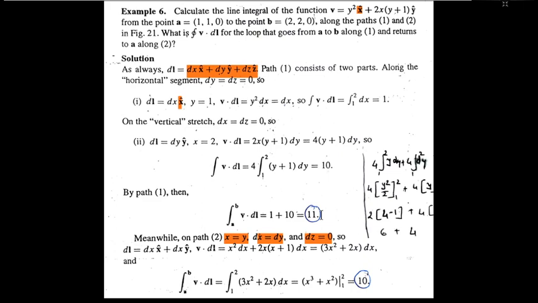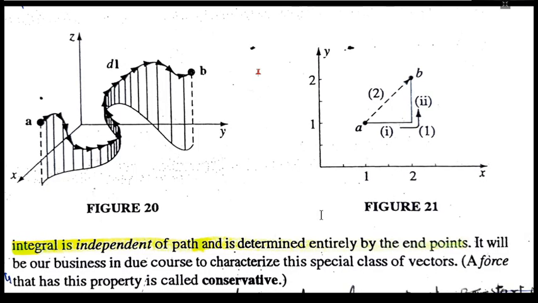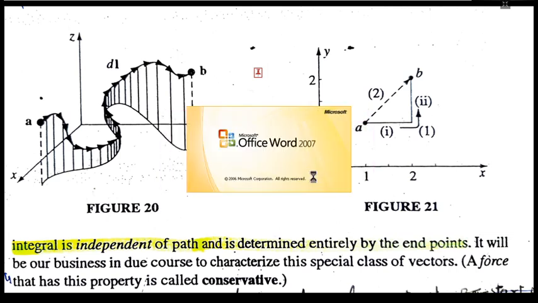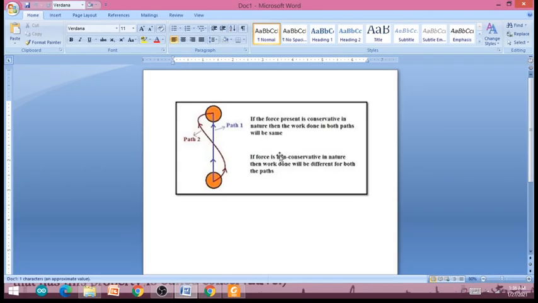फिर से अगर याद दिला दूँ तो कंजर्वेटिव एंड नॉन कंजर्वेटिव फोर्स, तो फिर से एक बार देख लेते हैं कौन सा कंजर्वेटिव, इंडिपेंडेंट ऑफ द पाथ है तो कंजर्वेटिव, अगर डिपेंडेंट पाथ है तो नॉन कंजर्वेटिव। So let us check this: if the force present is conservative in nature then work done is path independent, work done in both paths will be the same, as for example the gravitational force.